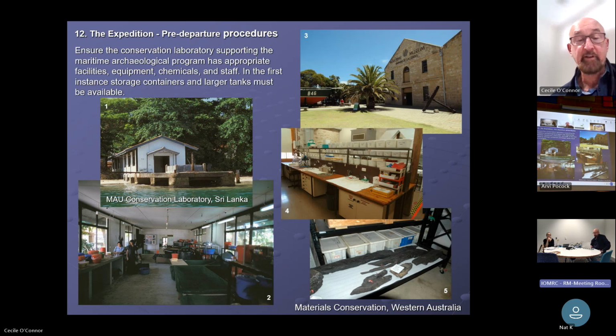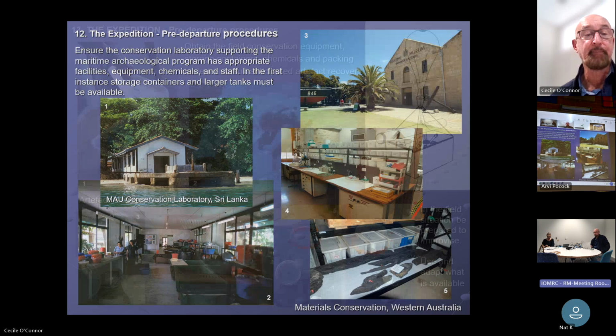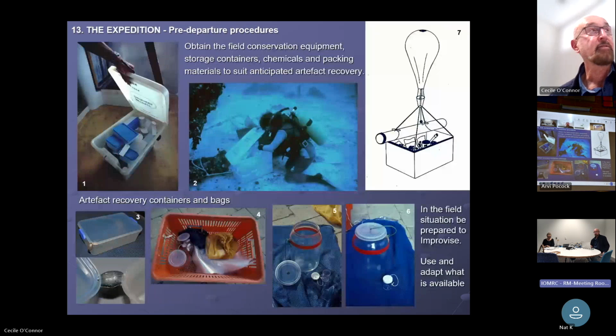Not special photos, but the main thing you really need is tanks and storage containers. Because if you keep things wet, they can last for a long time before you actually start conservation treatment. So we need to obtain things that we're going to recover things in. So here we have a lot of plastic containers. We put a little fishing weight on the corner to stop them floating away, because some of these things have an inherent buoyancy. Obviously fill them with water. We take them down to the seabed.